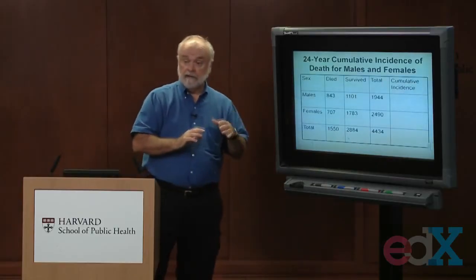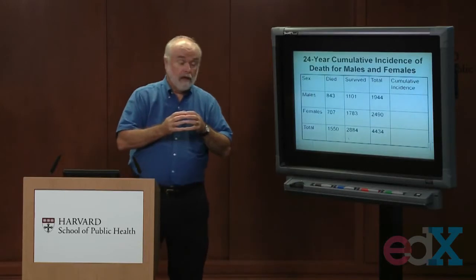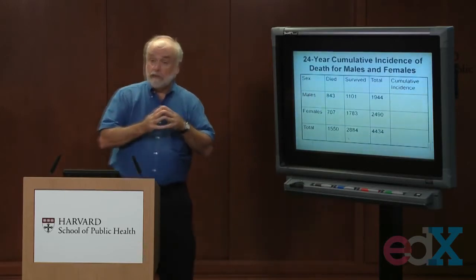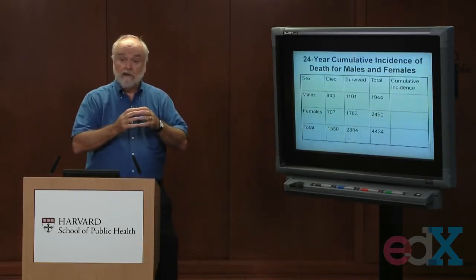Okay, welcome back everyone. Hope you've done the calculations. Remember what your homework assignment was. I gave you this table describing the relationship between males versus females in regards to their risk, their estimated risk of dying during the 24 years of follow-up. And what I asked you to do was to calculate the cumulative incidence, the estimated risk, first for all the participants, for all 4,434, and then just for the men and just for the women.